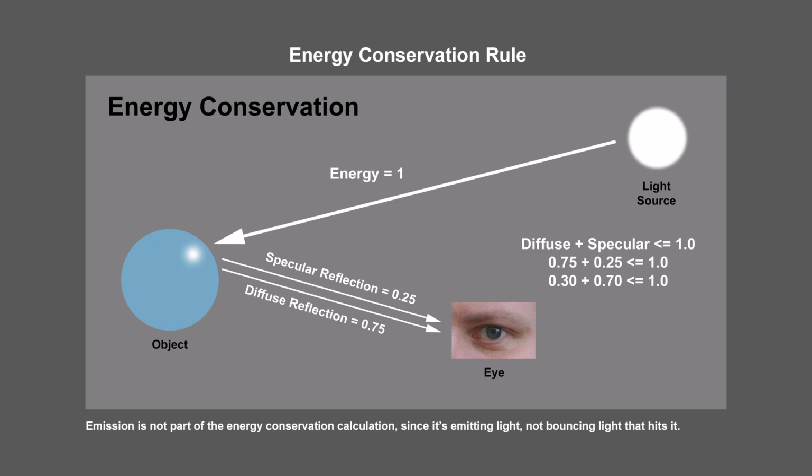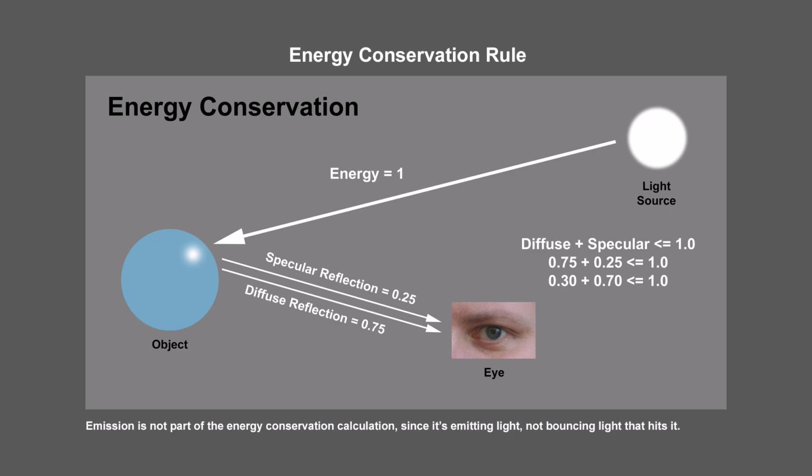And you can see here, because diffuse plus specular must equal 1. If diffuse is 0.75, then specular is 0.25. If diffuse is 0.3, then specular would be at most 0.7. And it's the whole idea of keeping that ratio together. So it means that if a surface is more diffuse, there's less specular. If it's more specular, there's less diffuse.